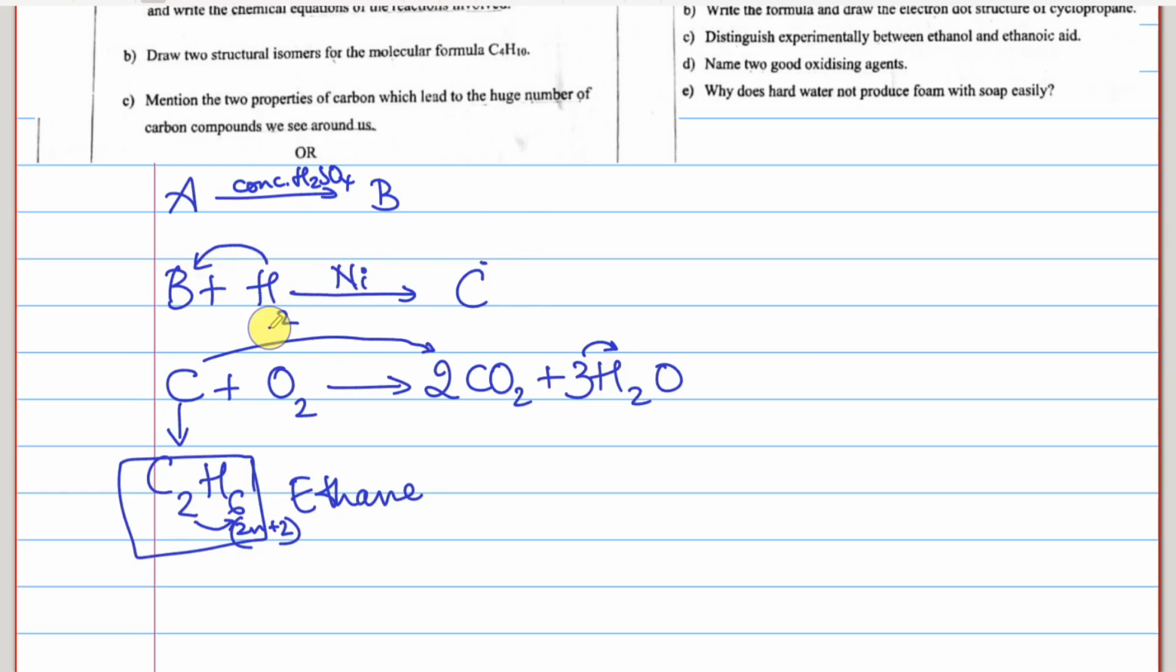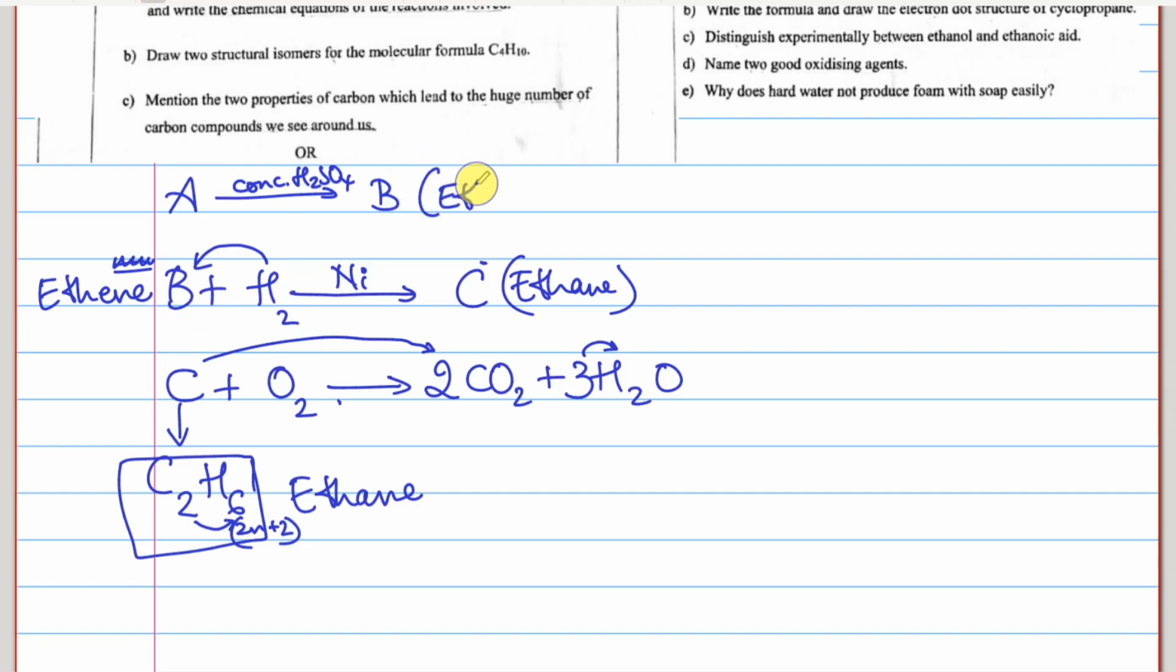So if C is ethane, ethane is being formed by adding hydrogen. This must be an addition reaction. So addition reaction is always used to break covalent bonds and add hydrogen, right? So how many hydrogens are being added? Just 2 hydrogens are being added. So that means this must be ethene. Ethene will get converted into ethane, right? By addition reaction. One bond out of the double bond will be broken and 2 hydrogens will be added to form ethane, right? So we come to know that B is ethene.